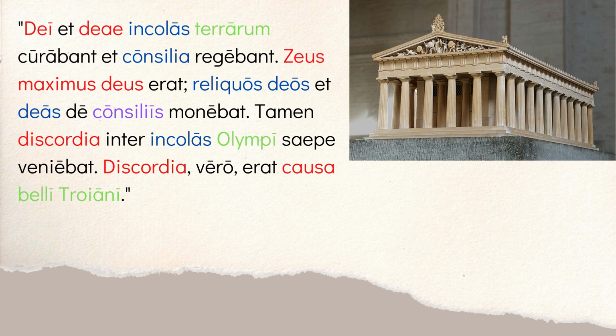Then you have tamen discordia inter incolas Olympi saepe veniebat. So, however, discord, right, is one way to translate. Discord among the inhabitants, inter incolas, among the inhabitants of Olympus, right? Olympi there is genitive. Saepe, often, veniebat, was coming. So you could say, often discord came among the inhabitants of Olympus. Who are the inhabitants of Olympus? The gods, right? The gods and goddesses. So Tulia is saying here, yes, they are gods and goddesses, but they often fight with each other, which is true, right? The Greek and even the Roman gods and goddesses, they never really agree on everything. There's always discord, right? So they argue a lot.